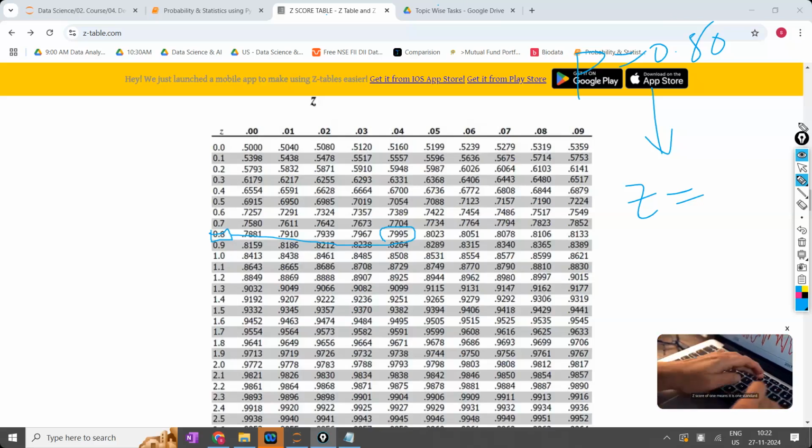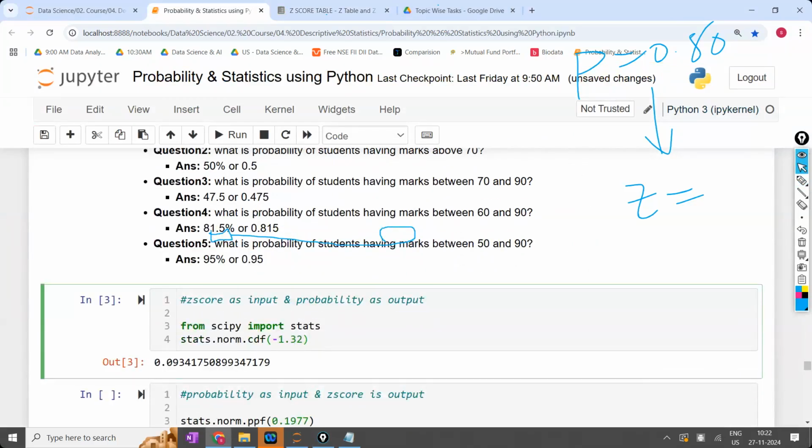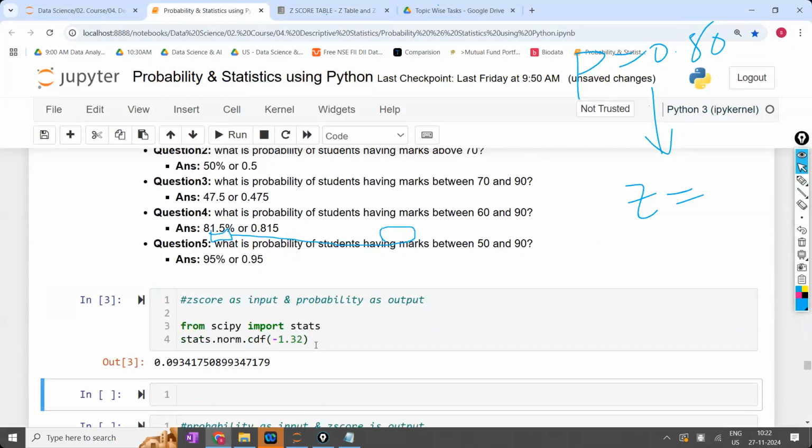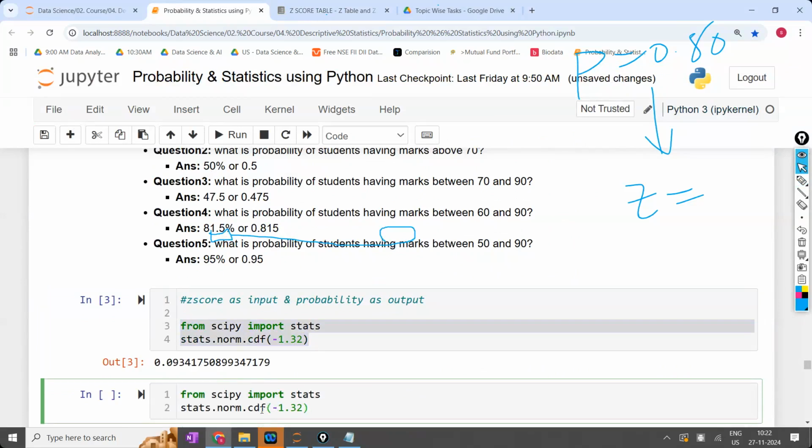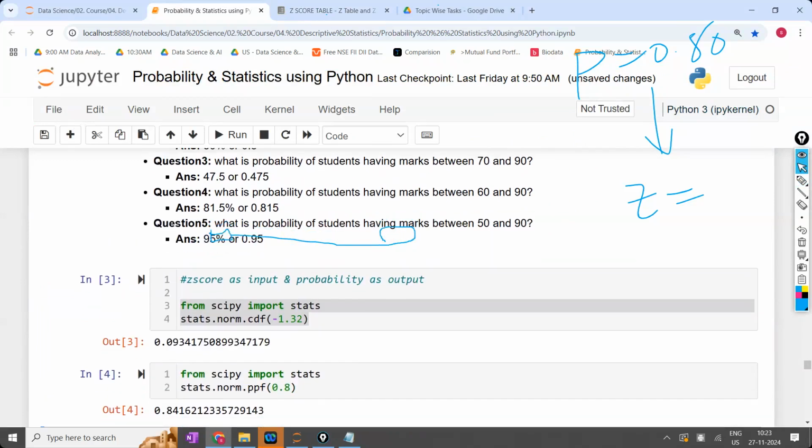Okay. So for calculating this, what we have to do is take from stats, from SciPy, I have to use PPF. The function name is PPF, and I have to give the input as probability. If I give the probability, the output is Z-score. Is the point clear for everyone? If you give the probability as input, the output is Z-score. If you give Z-score as input, the output is probability.